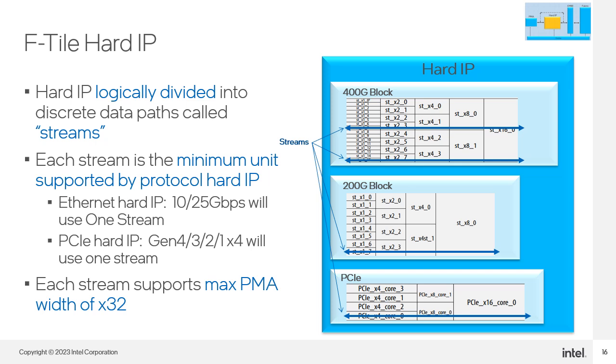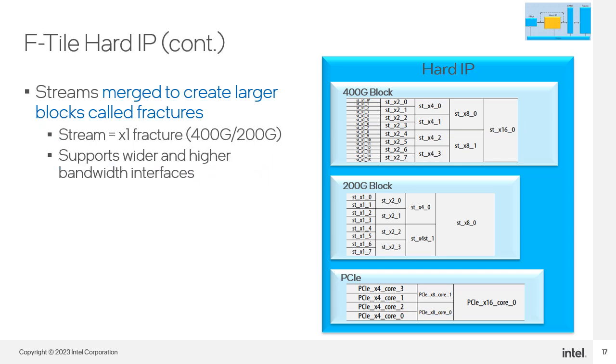So, for example, 10G Ethernet needs a single stream. 40G Ethernet, running on 4 10 gigabits per second PMAs, needs 4 streams. And 53 gigabits per second PAM4 requires a 64 PMA width, so it needs 2 streams. In order to support higher bandwidths and wider interfaces, streams are combined to form fractures. Fractures can contain 1, 2, 4, 8, or 16 streams. In effect, a single stream is equivalent to a by 1 fracture.